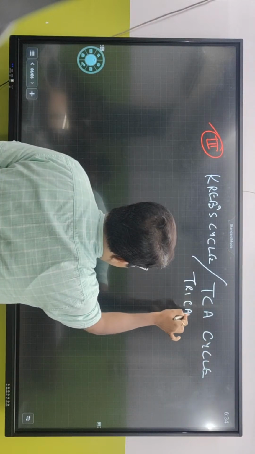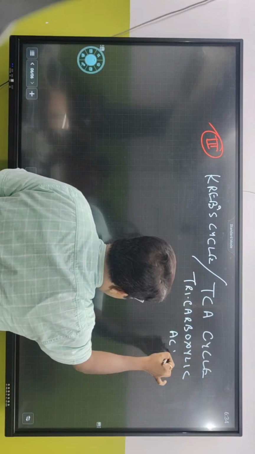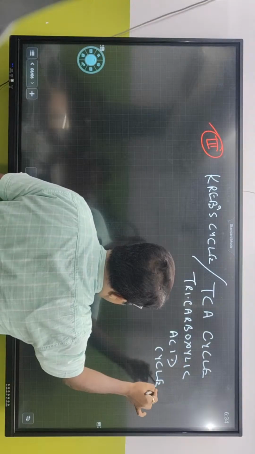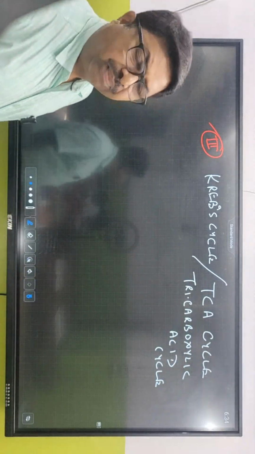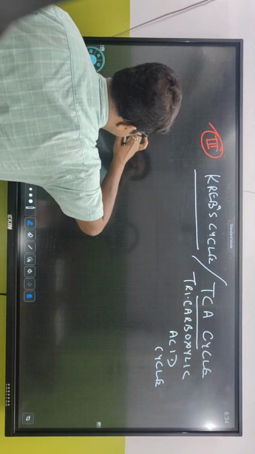It is tricarboxylic acid cycle. Tricarboxylic acid cycle, TCA cycle. It was given by Hans Krebs. Hans Krebs. TCA cycle, Krebs cycle.